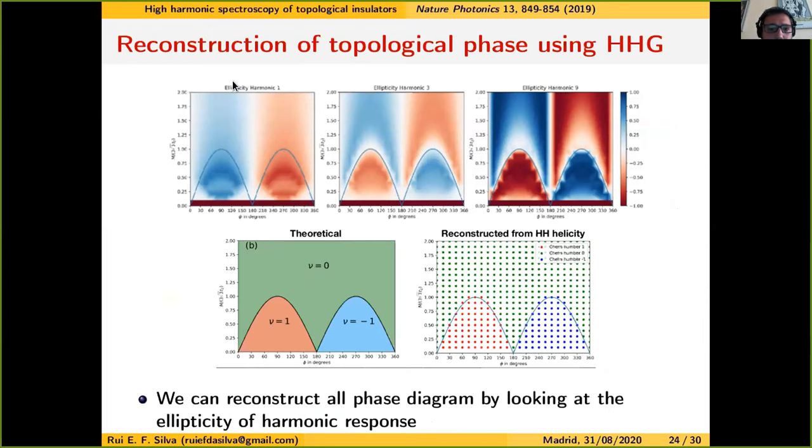We can just take the ellipticity of harmonic one as a reference and then look at the ellipticity of harmonic three. And here is the reconstruction. So this is the theoretical result, and each point here is a calculation in which we reconstruct the Chern number based on the ellipticity of high harmonics. So we can reconstruct the whole phase diagram by looking at the ellipticity of the harmonic response.